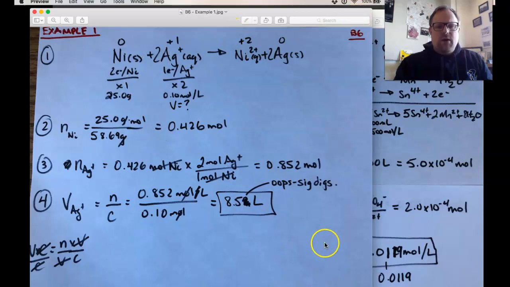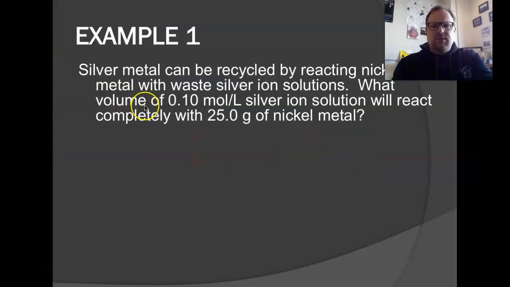So we've got our first example here, and I'm going to just jump back to the example just so that I can read through. It says silver metal can be recycled by reacting nickel metal with waste silver ion solutions. What volume of 0.1 mole per liter silver ion solution will react completely with 25 grams of nickel metal? So they're giving us some information. This isn't technically a titration.